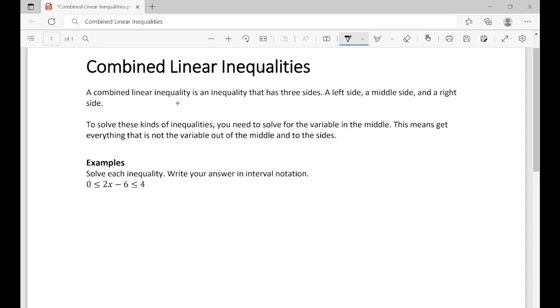A combined linear inequality is an inequality that has three sides: a left side, a middle side, and a right side. To solve these kinds of inequalities, you need to solve for the variable that's in the middle, and the variable should always be in the middle. This means that you need to get everything that is not the variable out of the middle and into the respective sides, to the left and to the right sides.